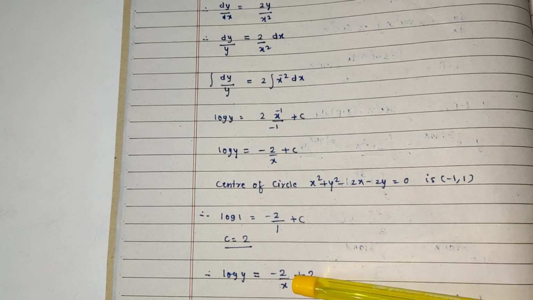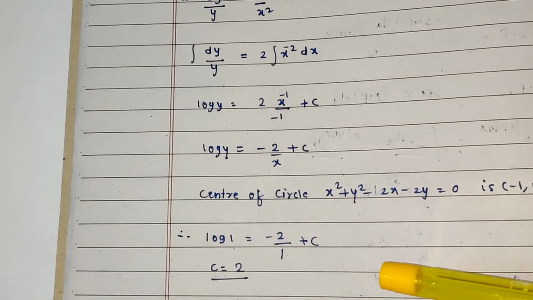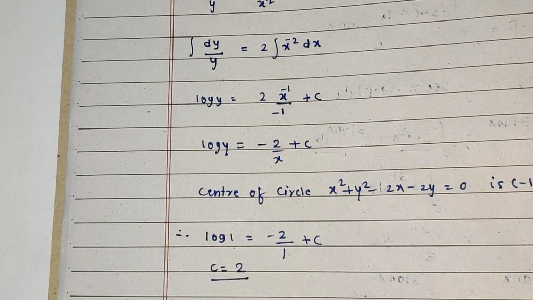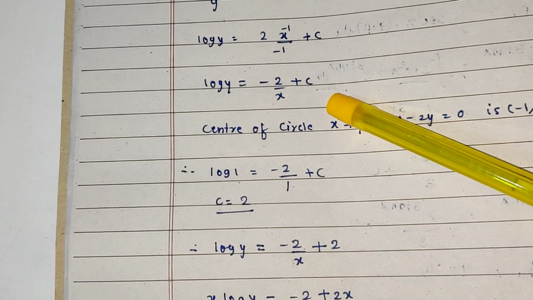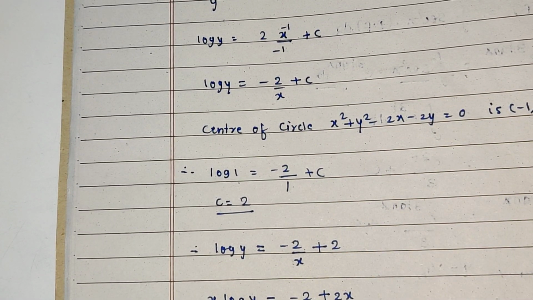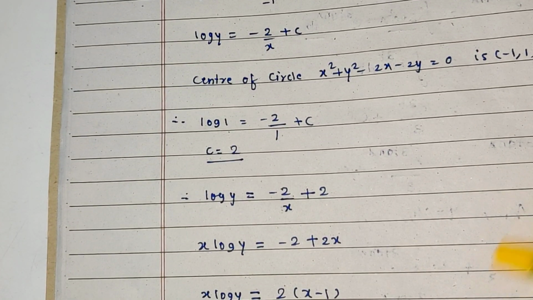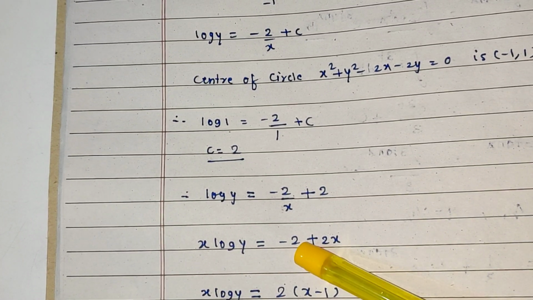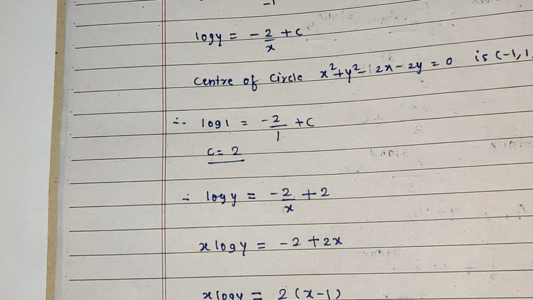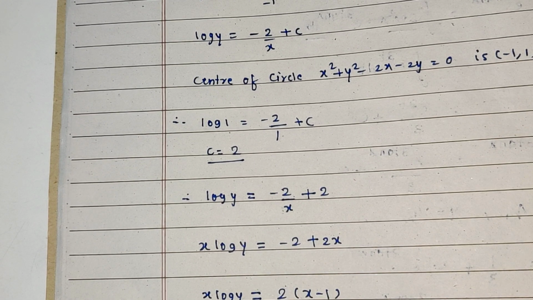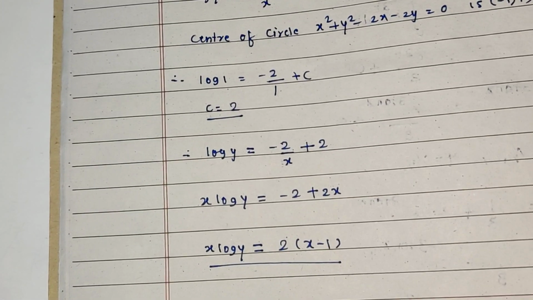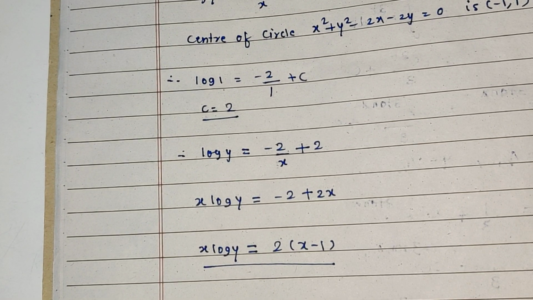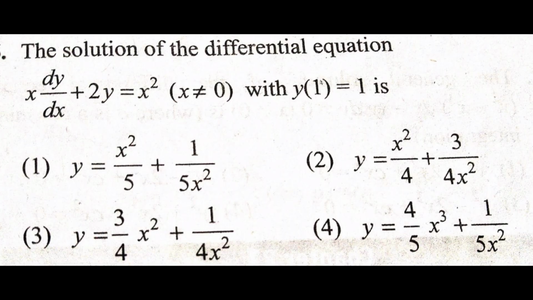Log y will be equal to minus 2 upon x plus c. C is 2, that is x log y is equal to minus 2 plus 2x, 2 taking common. So required is x log y is equal to 2 times x minus 1, is the required answer.